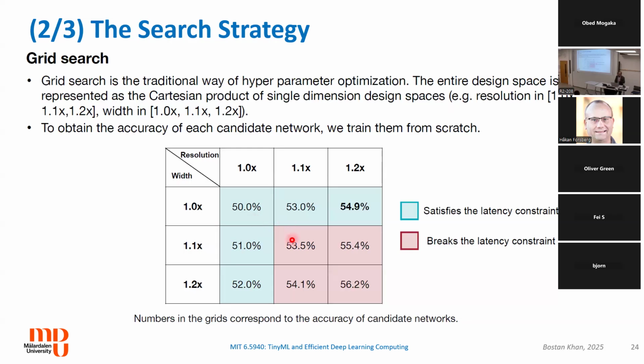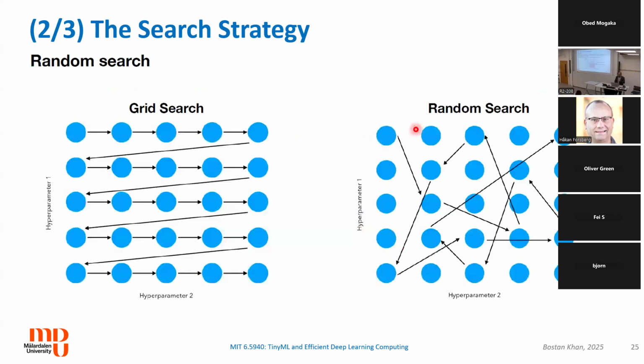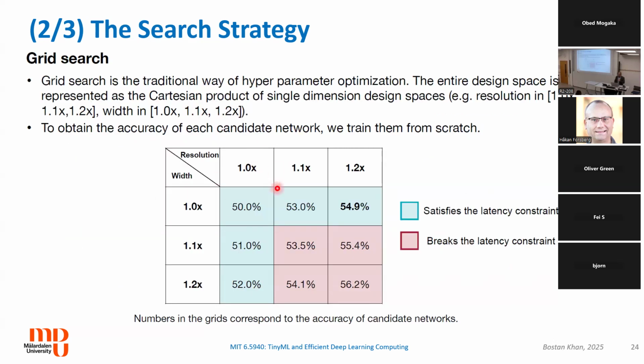But as you can see here, this combination thing is not really smart. This can be only for a specific part of the neural network, and it does not cover the whole neural network. So it's not that smart to do this. To obtain the accuracy of each candidate network, we trained them from scratch. So this was grid search, a really small and naive way of doing this, and really time consuming.